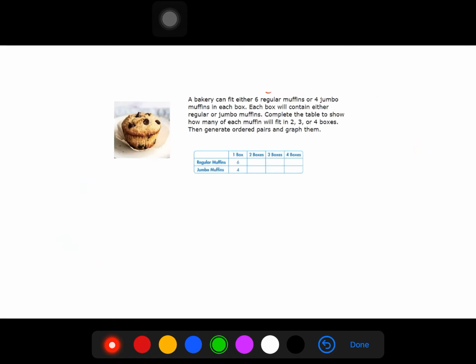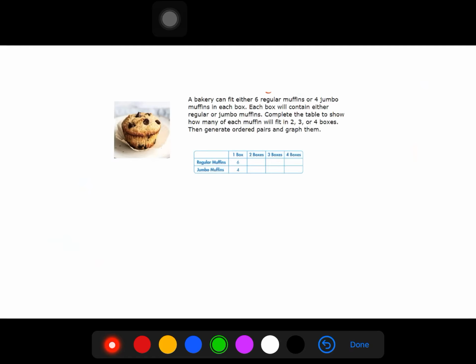All right, let's move on to the solve and share. A bakery can fit either 6 regular muffins or 4 jumbo muffins in each box. Each box will contain either regular or jumbo. Complete the table to show how many of each muffin would fit in 2, 3, or 4 boxes.